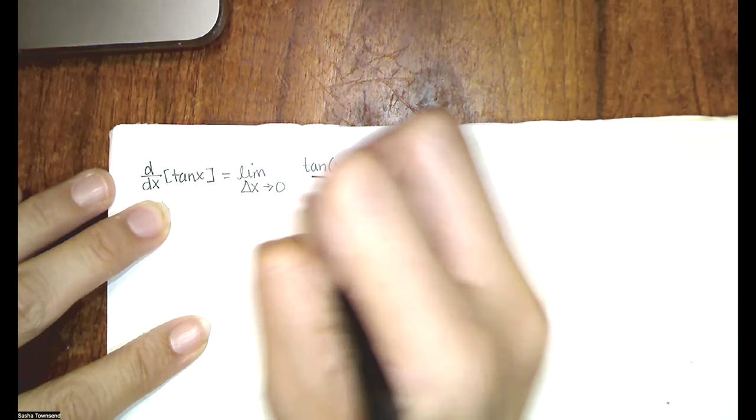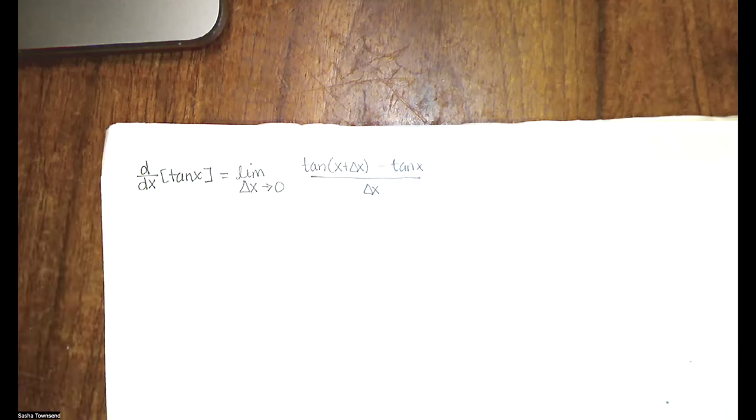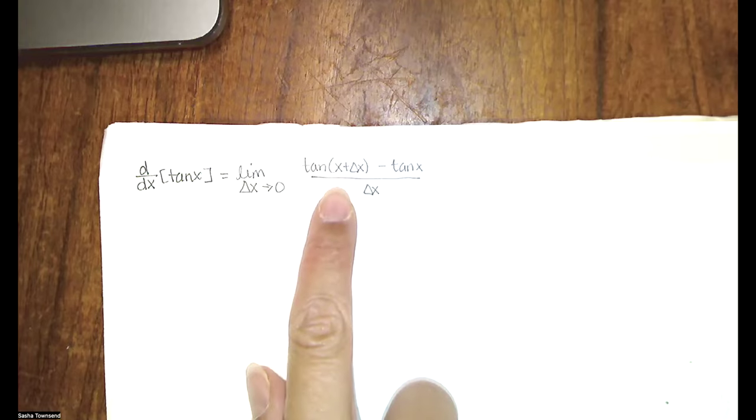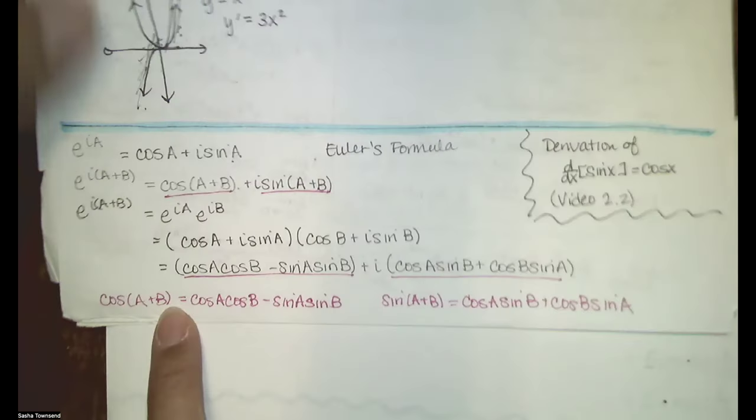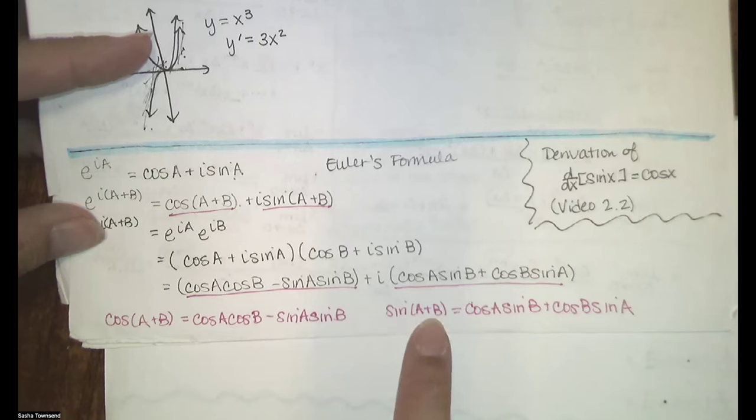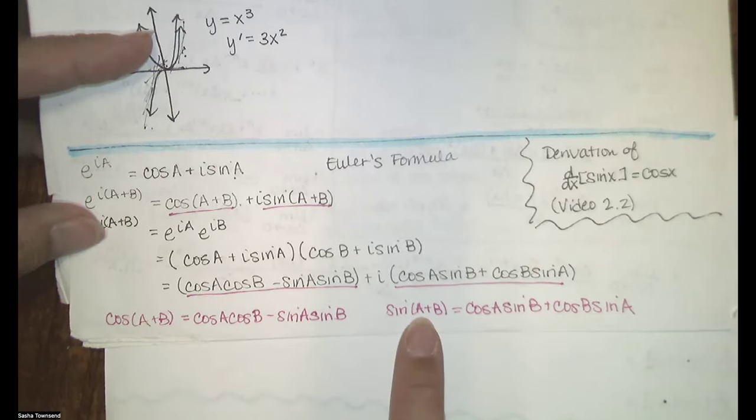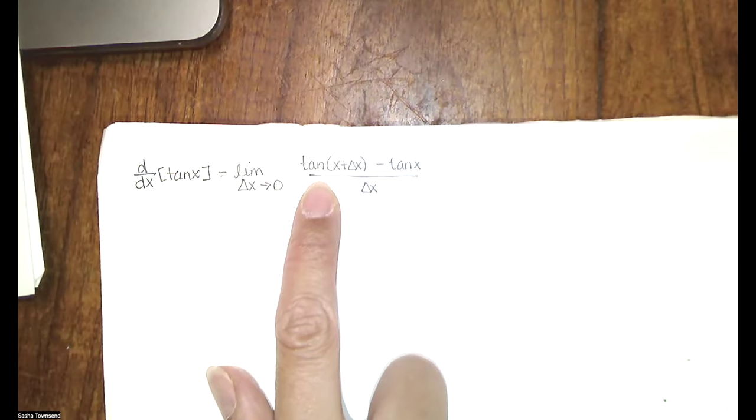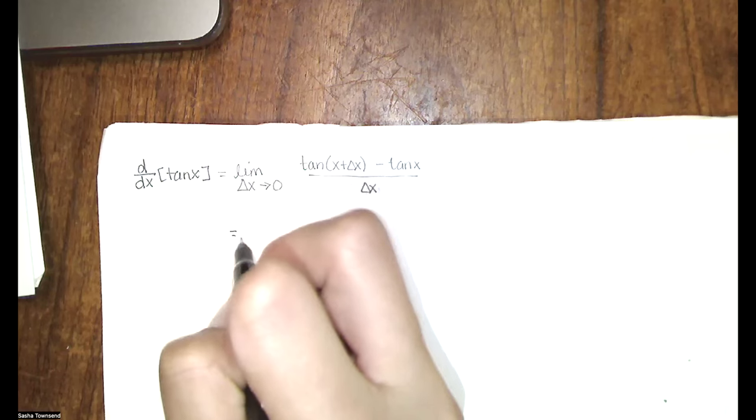So we've got the derivative with respect to x of tangent of x is the limit as delta x goes to 0 of tangent of x plus delta x minus tangent of x, all divided by delta x. Now, I don't have any identity for tangent of x plus delta x, but I do know the sine of a sum and the cosine of a sum. So I could use those to rewrite that, but there's going to be a lot of terms. We're going to end up with a lot there.